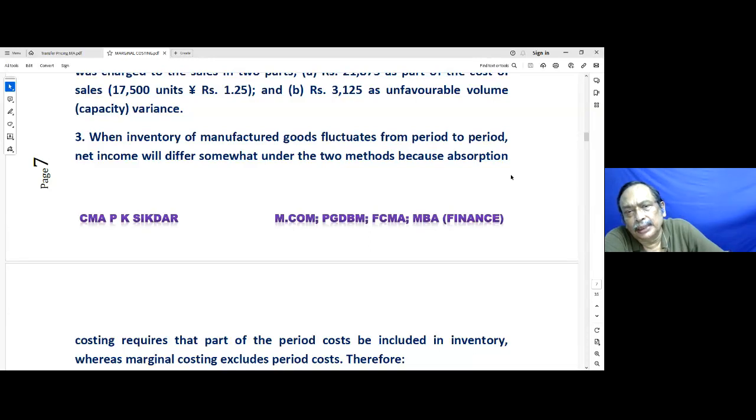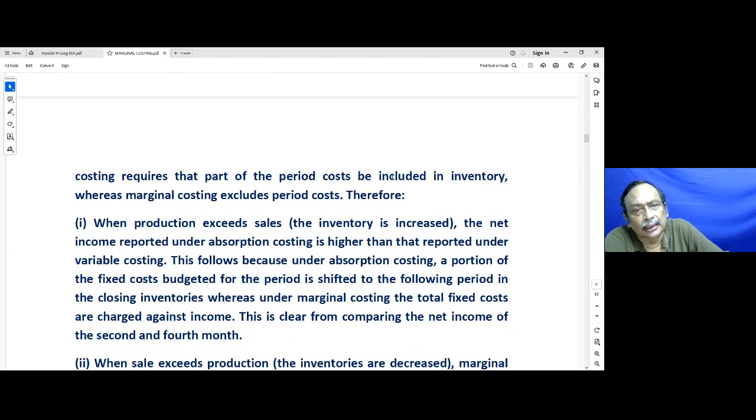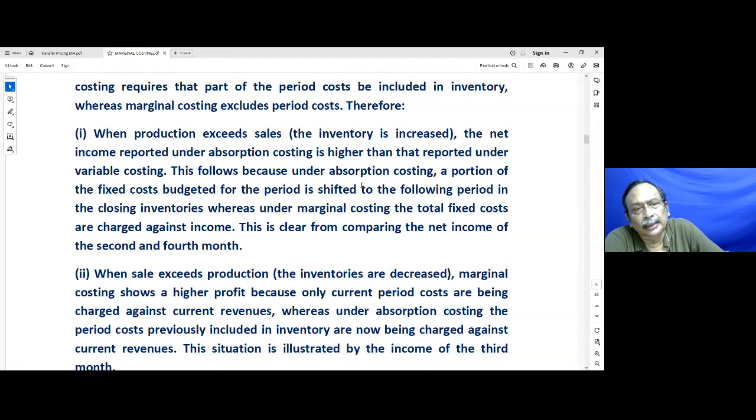When inventory of manufactured goods fluctuates from period to period, net income will differ somewhat under the two methods because absorption costing requires that part of the period cost be included in inventory, whereas marginal costing excludes period cost. Therefore, when production exceeds sales, the inventory is increased. The net income reported under absorption costing is higher than that reported under variable, that is marginal costing.